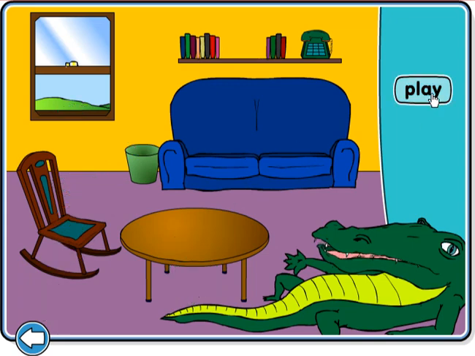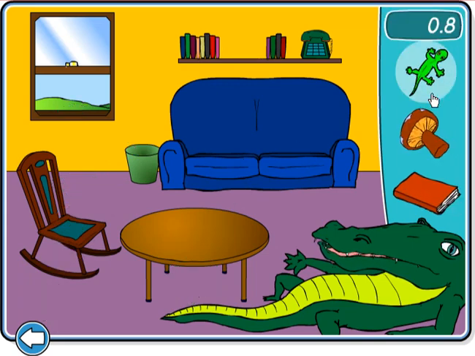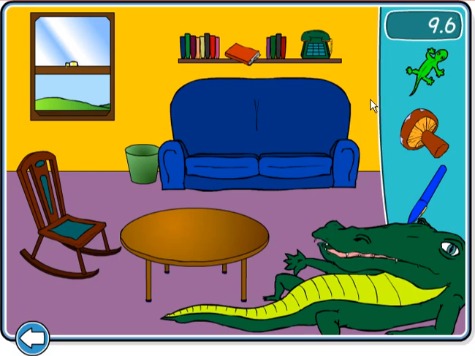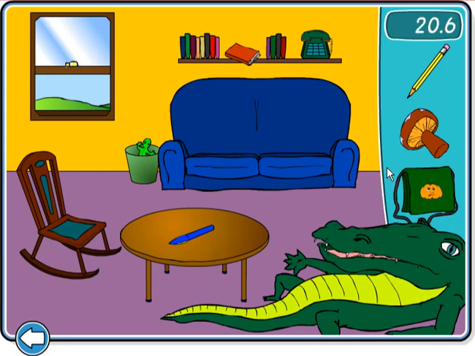The fish is on the window. Put the book between the books. Put the gecko in the trash can. Put the pen on the table. Put the mushroom on the window.